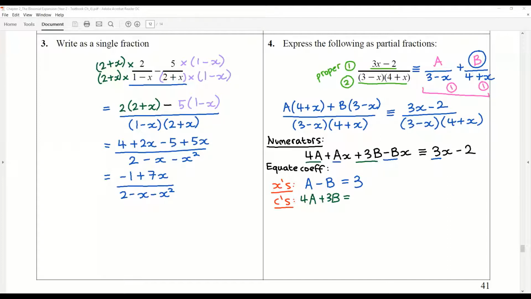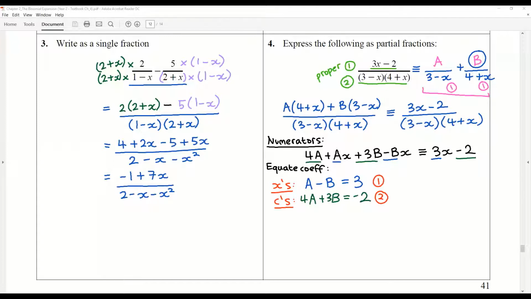Right, okay, let's carry on. So that's 4A add 3B is equal to -2 on the right-hand side. So this is going to be equation 1. We'll call this 2. Now we have to figure out a way of solving the simultaneous equations.